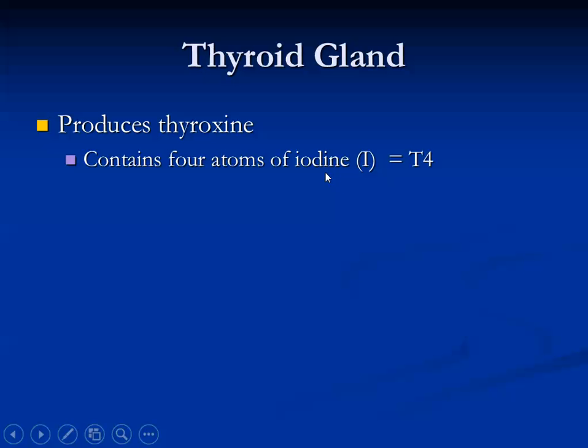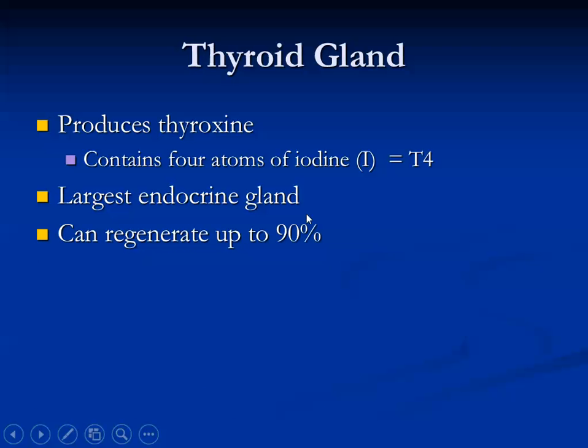So I don't know if you've ever gotten your thyroid levels tested, or maybe you know someone. If so, if you look at a medical report, they probably reported T4 levels. Well, the T4 means thyroxine because, as we've seen, thyroxine has 4 atoms of iodine in it. As I've also mentioned, the thyroid gland is the largest endocrine gland in your body. Now, here's an interesting thing about your thyroid gland. It can regenerate up to 90%.